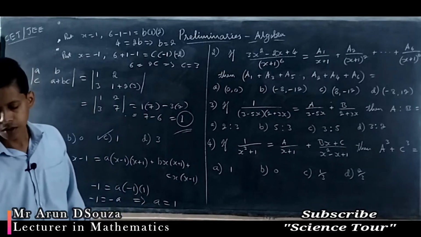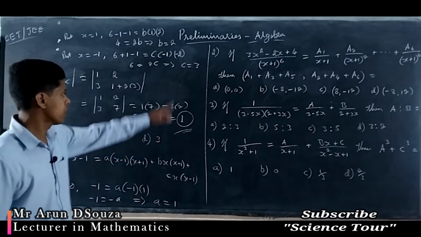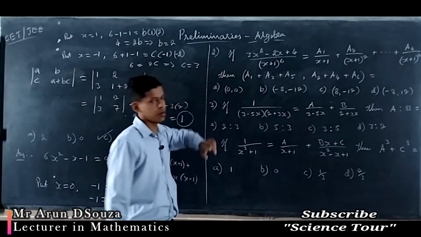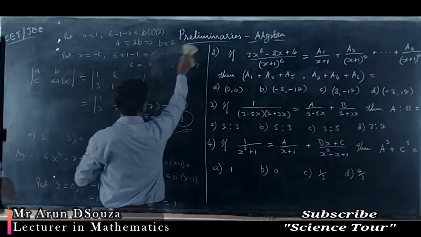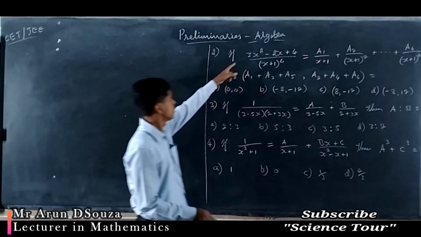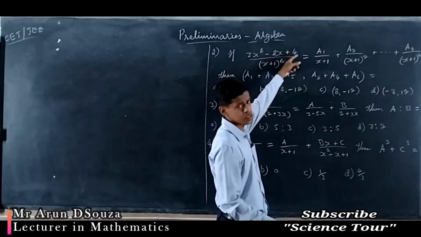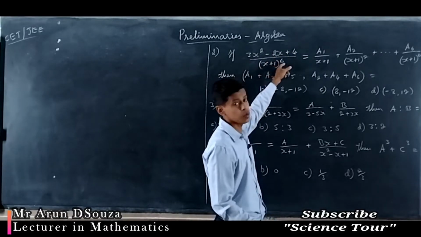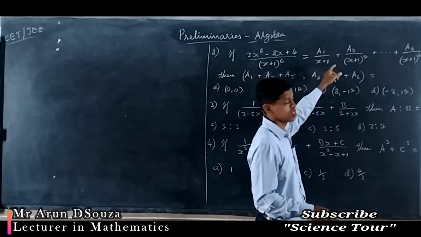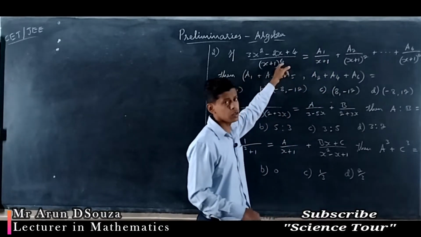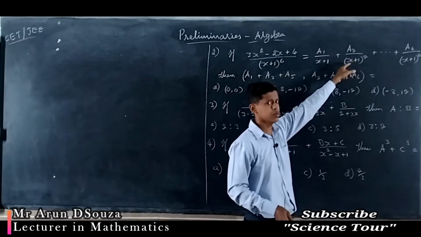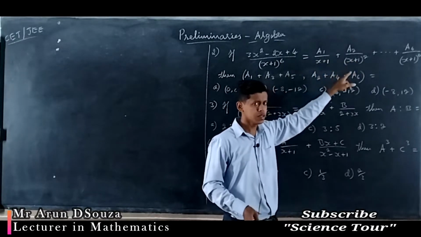Now having learned the first example, let's go to the second, third and the fourth. So now the second problem. What you see is 3x square minus 2x plus 4 divided by x plus 1 to the power 6, and A1 divided by x plus 1. See, if you have x plus 1 whole square, how do you write it? x plus 1 into x plus 1, and next x plus 1 square. So without square and then with square, correct?